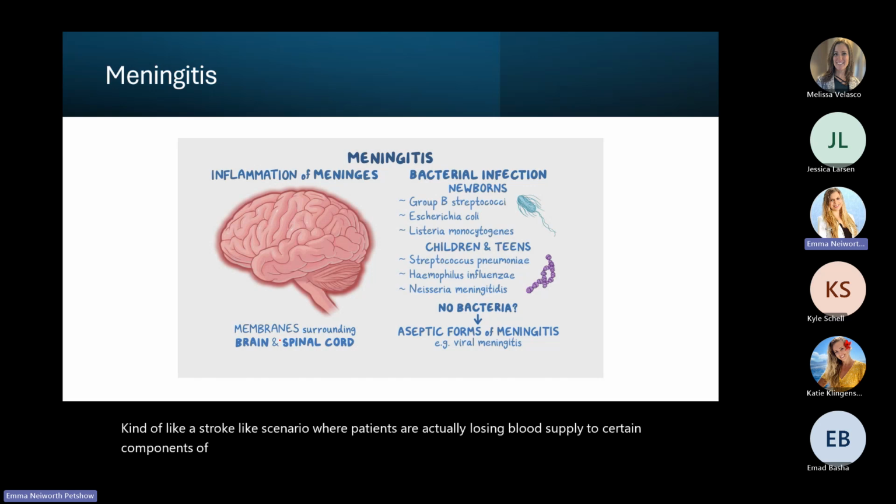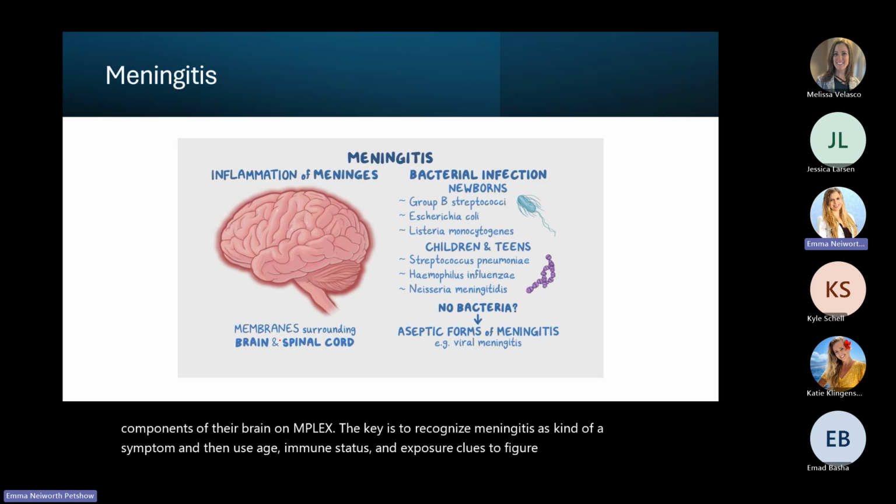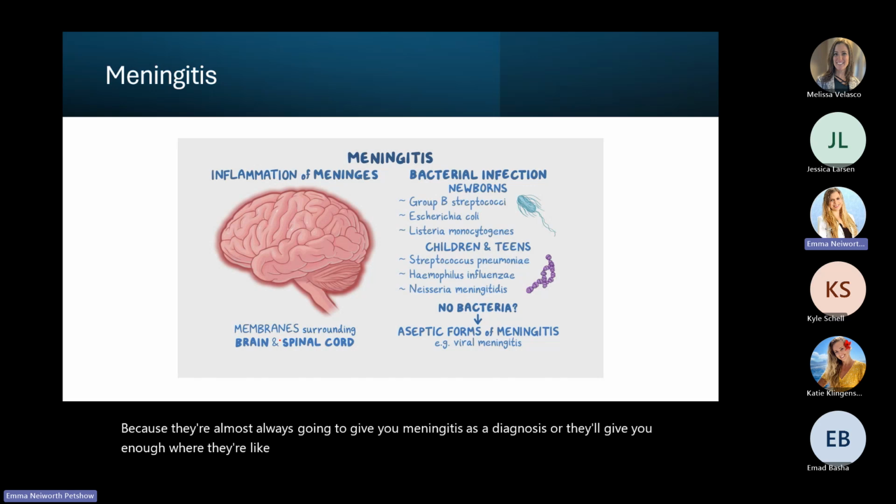On NPLEX, the key is to recognize meningitis as kind of a symptom and then use age, immune status, and exposure clues to figure out the organism. Because they're almost always going to give you meningitis as a diagnosis, or they'll give you enough where they're like, nuchal rigidity. Okay, they have meningitis, probably. But based on the other stuff in the vignette, that's how you'll get to the bug or the organism that's affecting them.